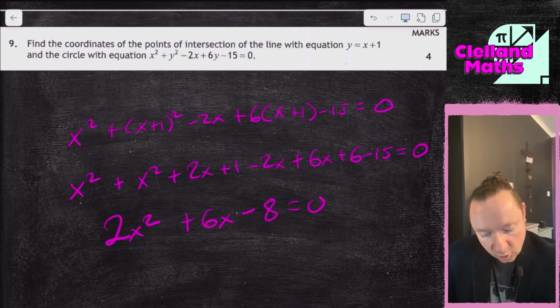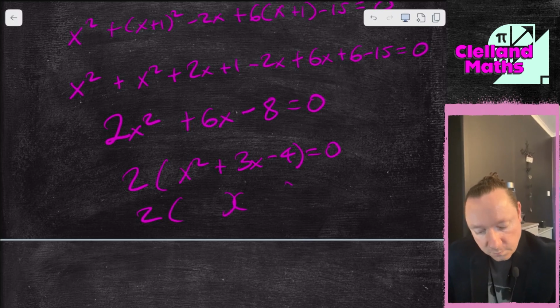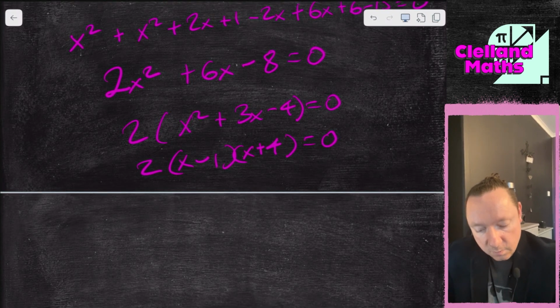So we can see that 2 is a common factor. x squared plus 3x minus 4. And hopefully that factorizes to give us x and x, 4 and 1. And it's going to be plus 4 minus 1 to get plus 3 in the middle. So x equals 1 or x equals minus 4.